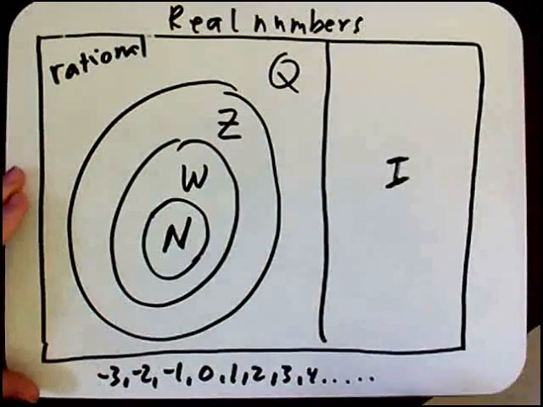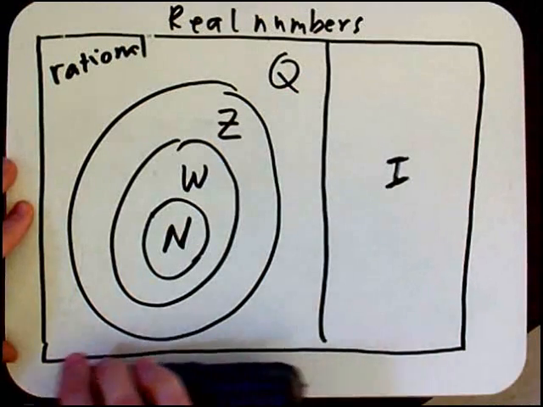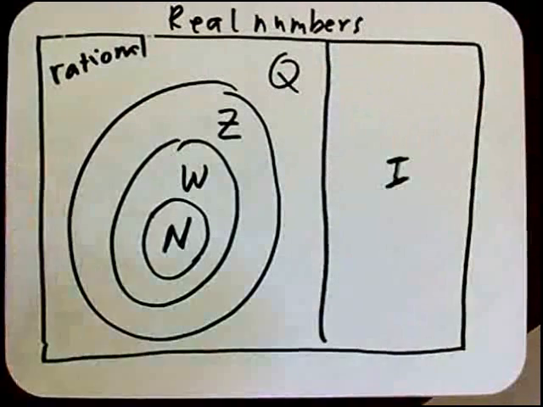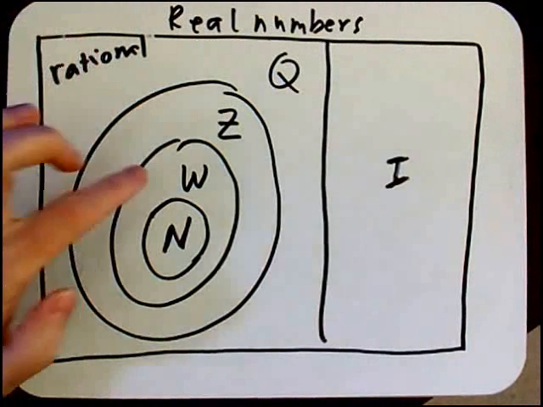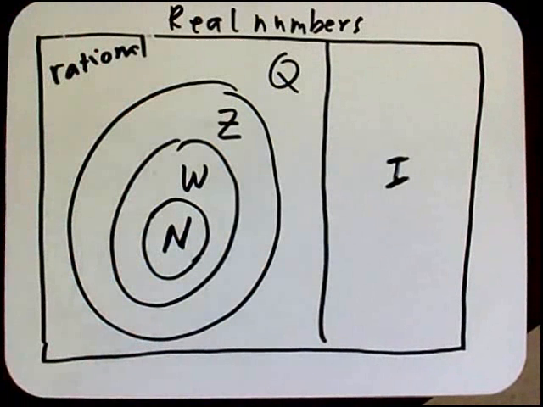Okay, so these are all of the subsets of our rational numbers, which on the Venn diagram is labeled as Q. So the integers, the whole numbers, and natural numbers are all subsets of our rational numbers. And if you notice on the right side, we have the irrational numbers, which are the numbers that do not repeat and do not terminate.